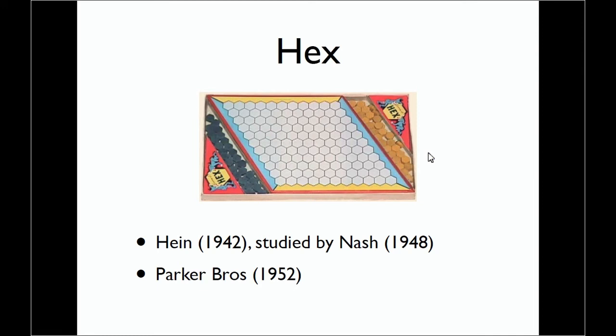The game was first invented by Hein in 1942. It was popularized by Nash in 1948, and the Parker Brothers actually made a version of this game in 1952. Nash is the same Nash as in A Beautiful Mind, if you've seen that movie.